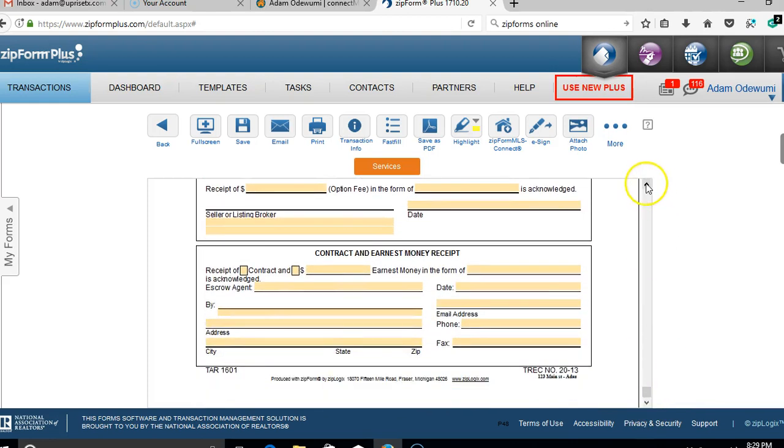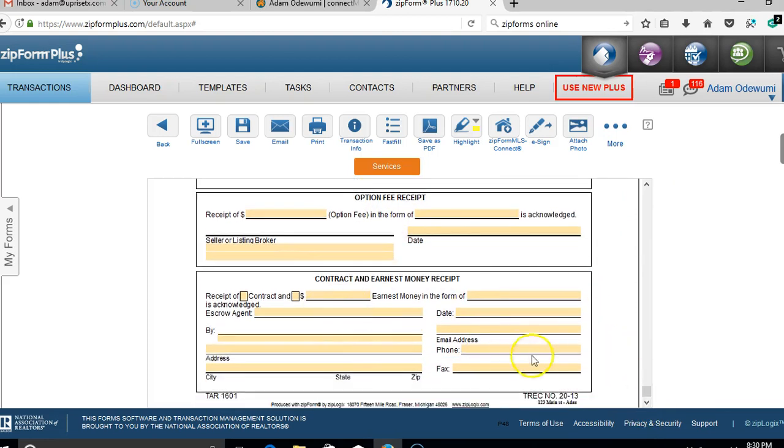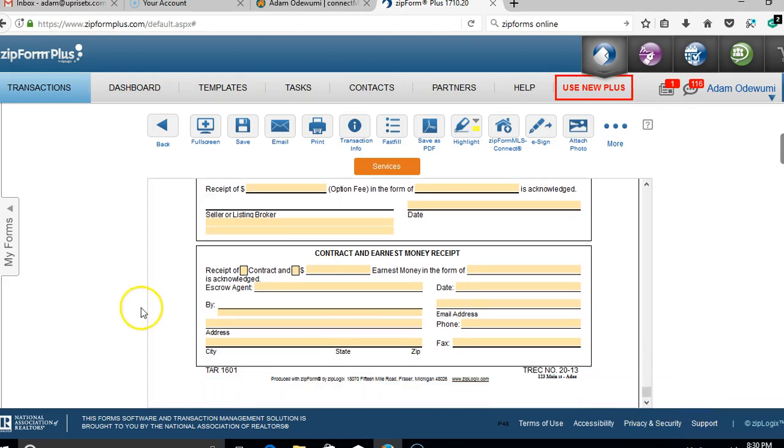Just wanted to run through that for you real quick. This is just the option fee receipt. That's later once the checks are turned in. This is the earnest money receipt, how the title company does that. But like I said, just want you to have an idea as far as how this works.